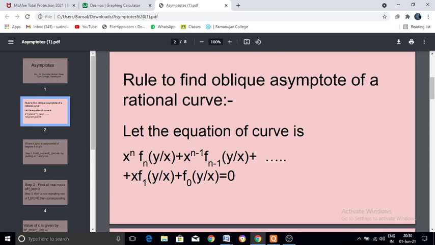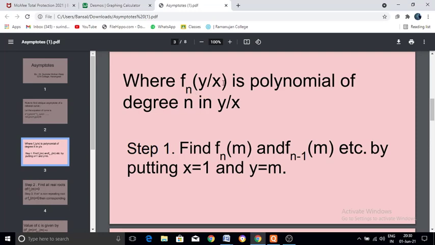Rule to find oblique asymptote of a rational curve. Let the equation of the curve be x^n f_n(y/x) + x^(n-1) f_(n-1)(y/x) + and so on + x f_1(y/x) + f_0(y/x) = 0. This is the equation of the rational curve, where f_n(y/x) is a polynomial of degree n in y/x. Similarly, f_(n-1) will be a polynomial of degree n-1, and so on.